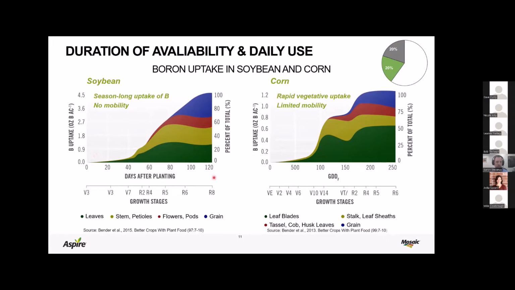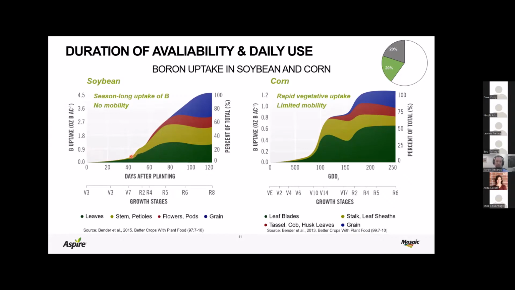So if you look at these graphs, on the x-axis is growth stage or time. And on the y-axis is percent of total uptake of this nutrient. And then how many ounces, because it's a micronutrient, so they're talking ounces. Unfortunately, it's not metric, so we're going to have to deal with the ounces. It's how many ounces of boron is taken up during the time period. And we have this for soybeans and corn. I'm going to focus on soybeans. I'll make a couple comments on corn.